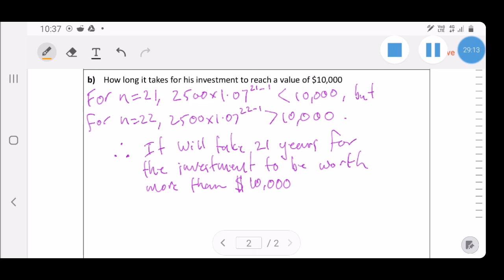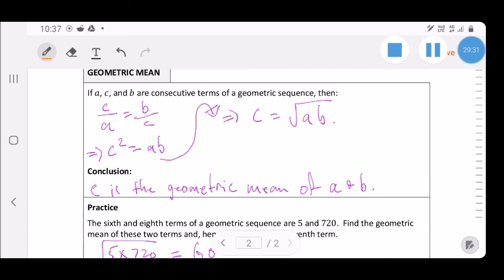But remember, n equals 22 corresponds to the 22nd term. So we're talking about 21 years, for the same reason that I explained in the previous question. So it will take 21 years for the investment to be worth more than $10,000. All right, we're getting there, guys. I know this is a long one.